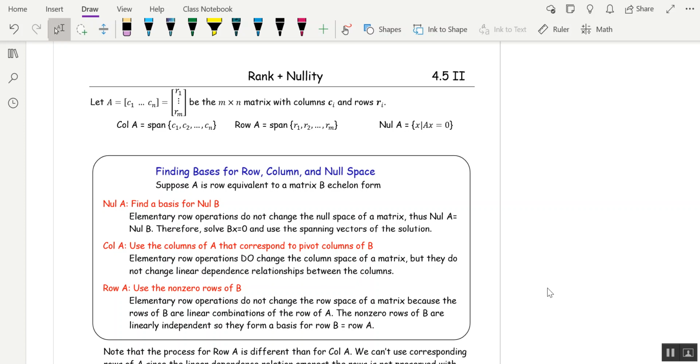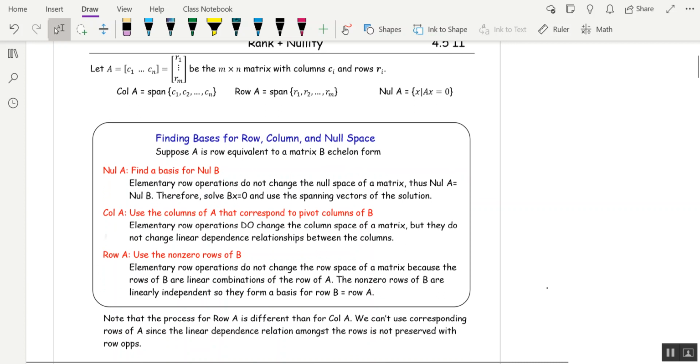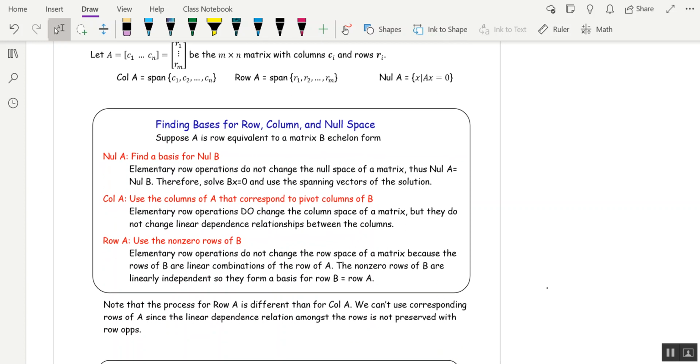Okay, second half of section 4.5, rank plus nullity. So let me just go over some definitions. Col A is the space spanned by the columns of a matrix A. Row A is the space spanned by the rows. And null A is the set of solutions to AX equals 0. We have already talked about finding a basis for null A and col A.